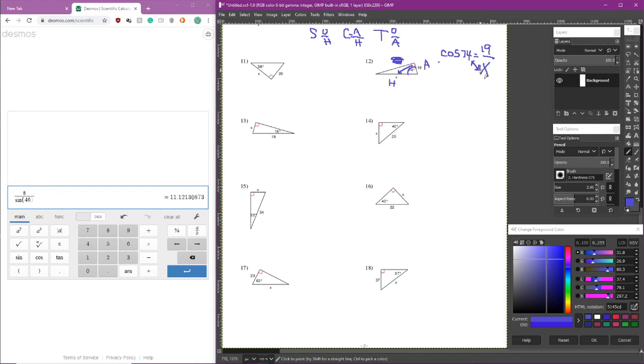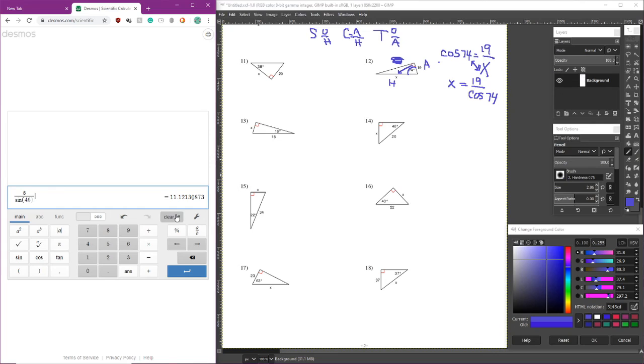So you can do something like I like to call the old switcheroo, and you can switch that x and bring it over here on the left. Leave 19 on the top of the fraction, but bring cosine of 74 down at the bottom where the x used to be. That's just a quicker way to get that x all alone, so you can put this in the calculator. It'll still be 19 divided by the cosine of 74, just like the other one did.